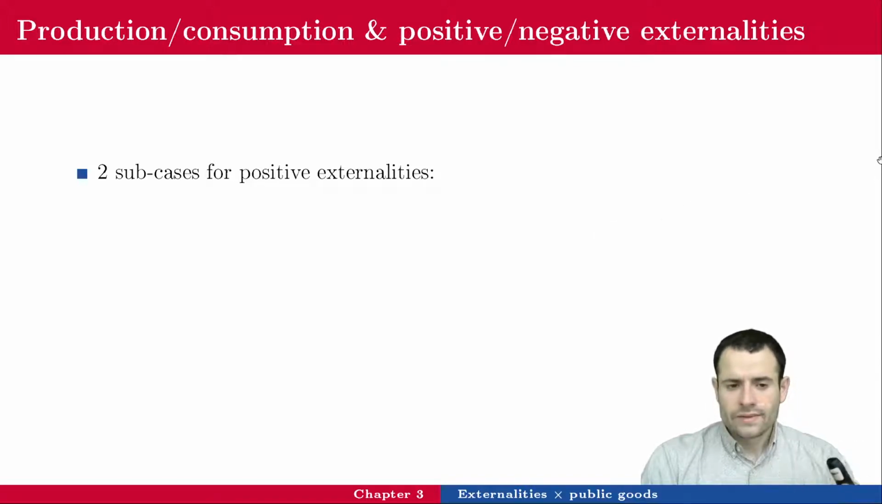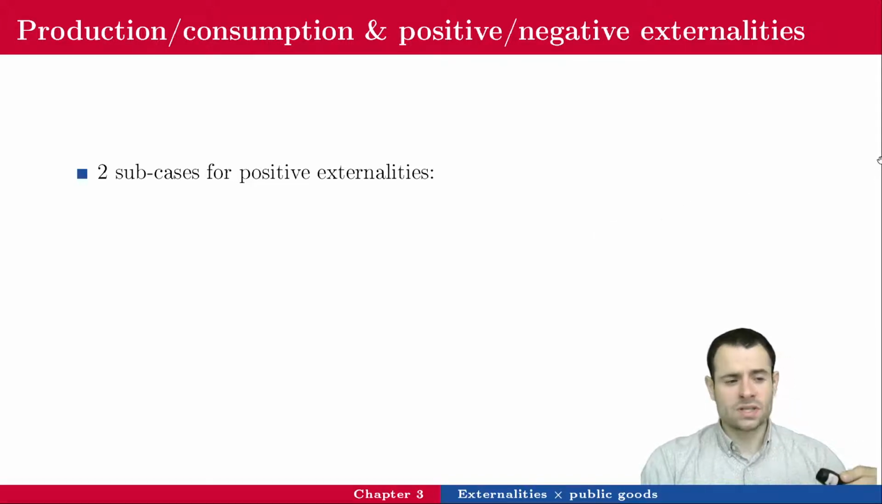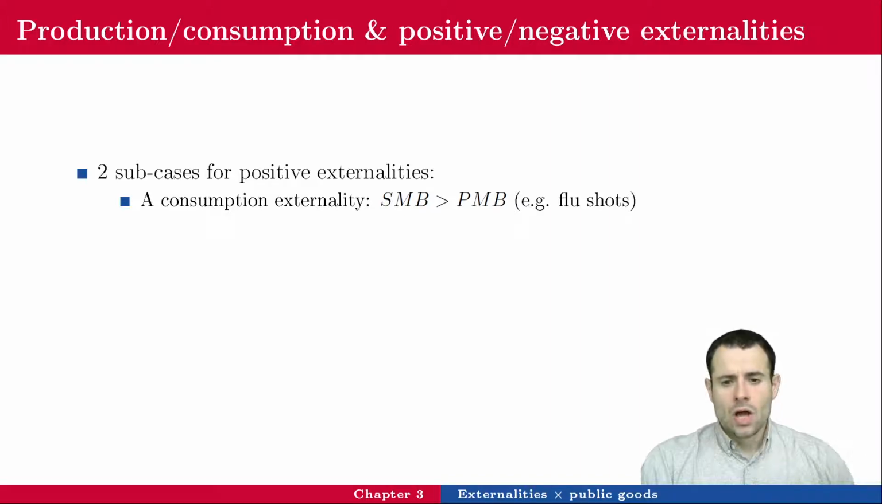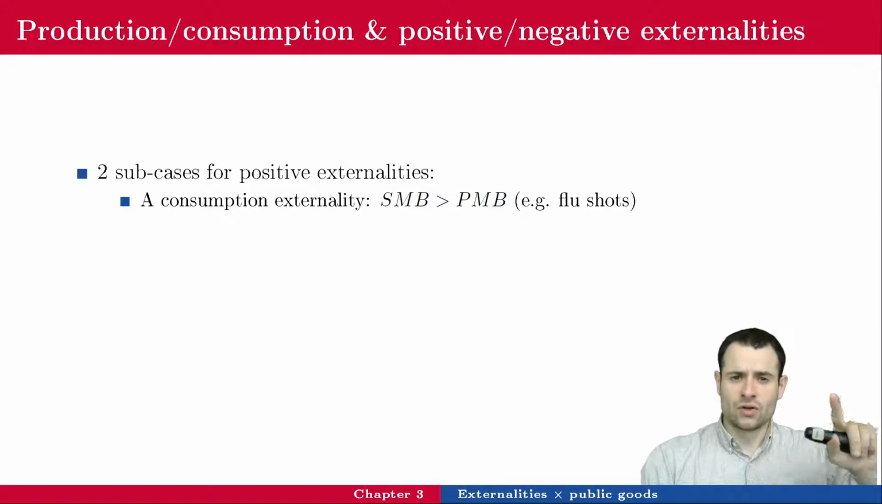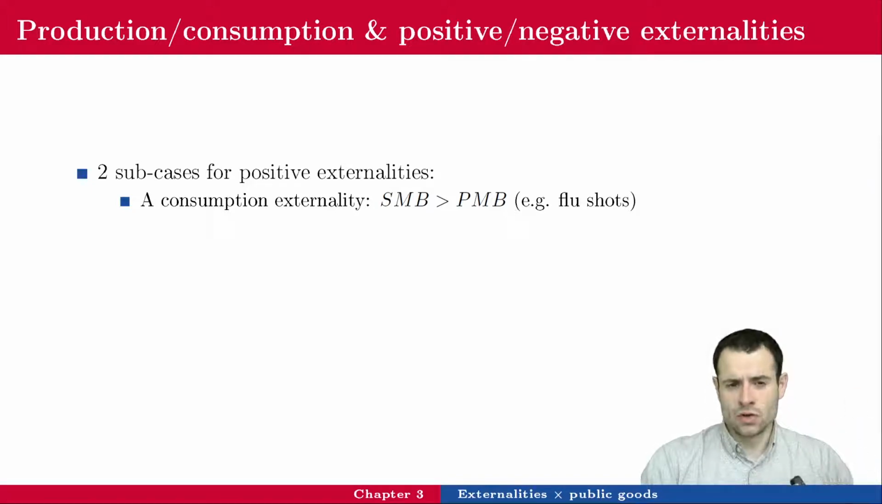So, there will be two subcases for positive externalities. A consumption externality if the social marginal benefit is bigger than the private marginal benefit. So if you get a flu shot, you will get some utility from it. But the utility of people around you will also increase. So when you add your utility plus the utility of everybody else, it will be bigger than just your utility.